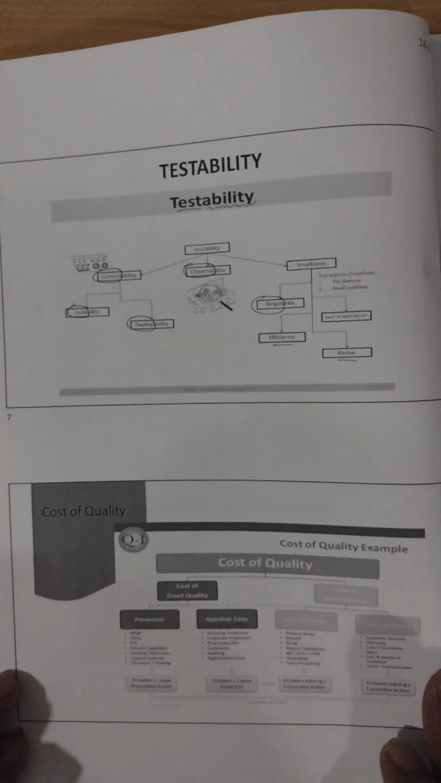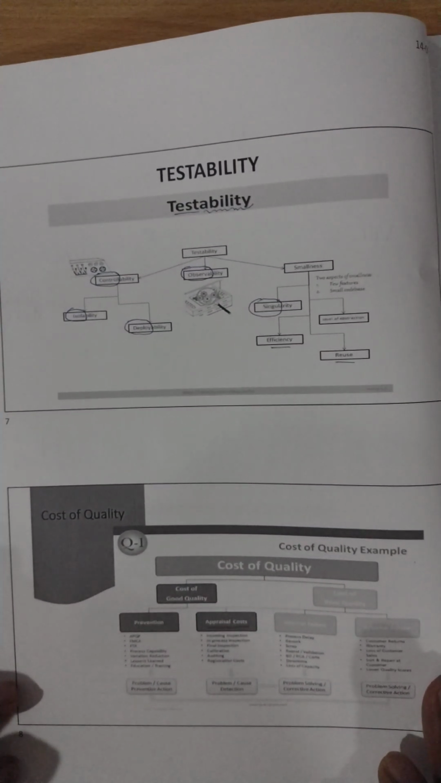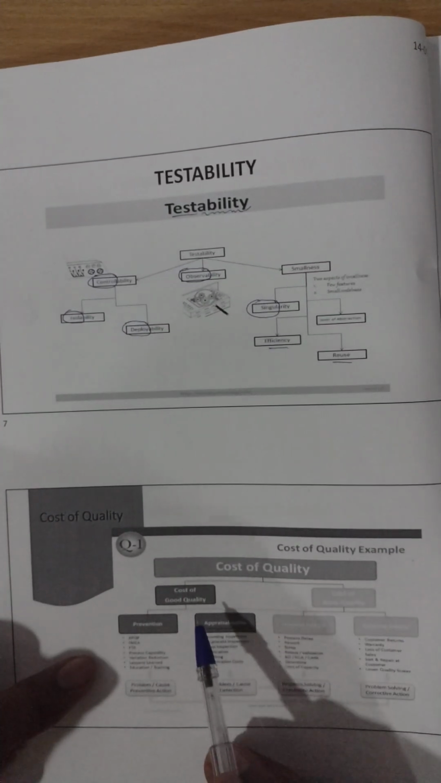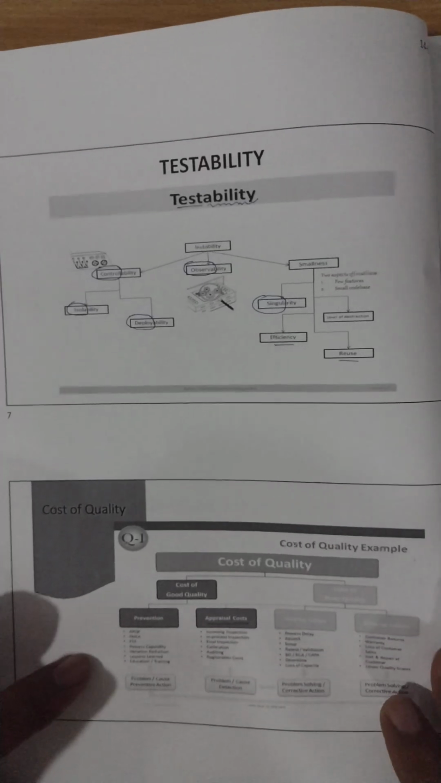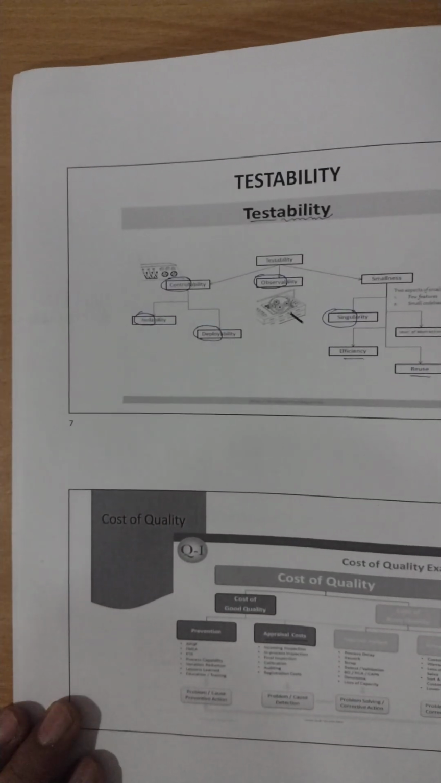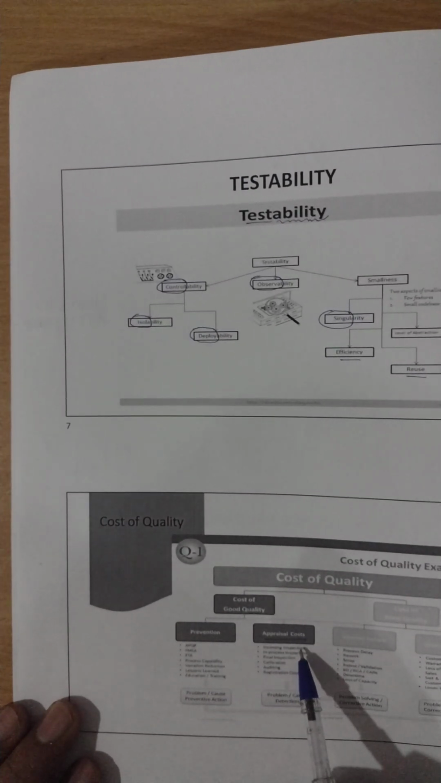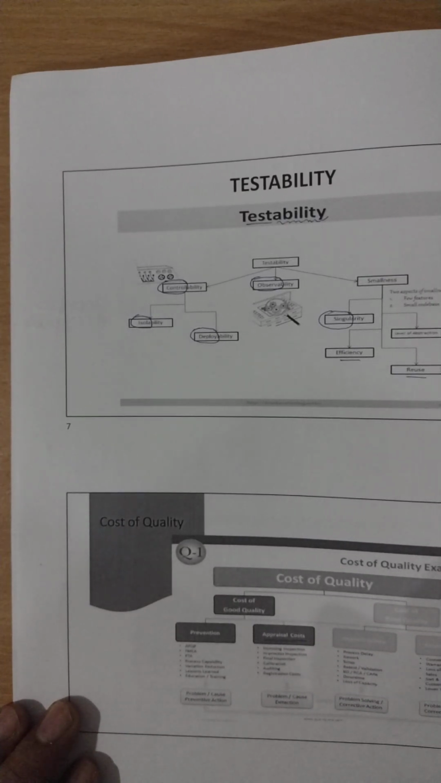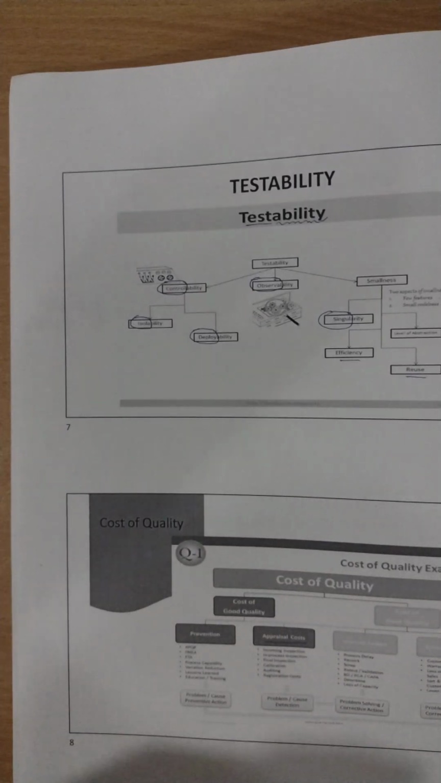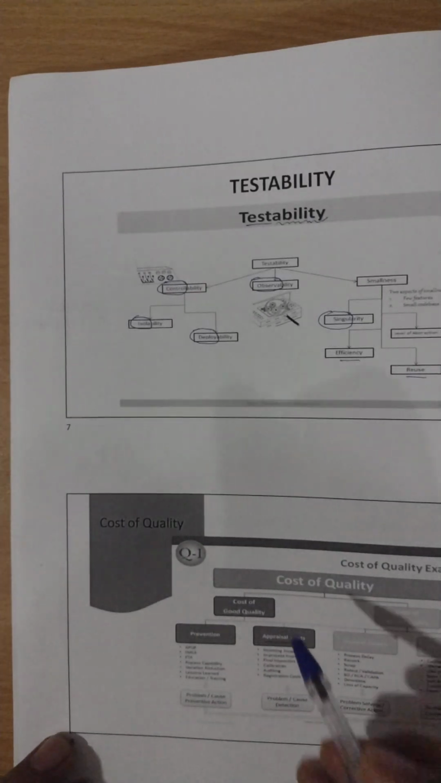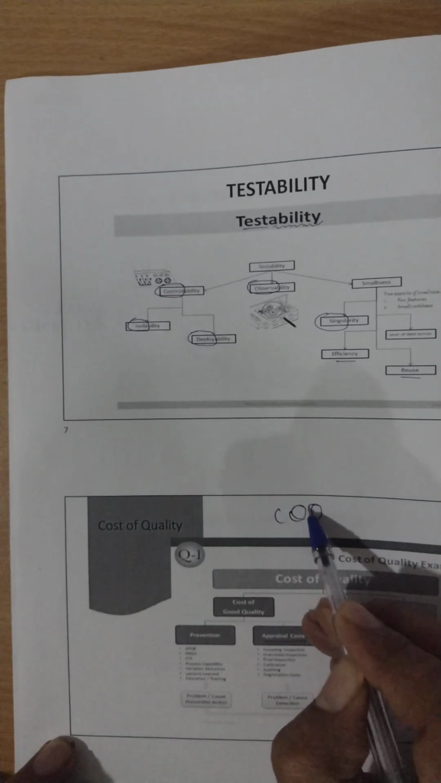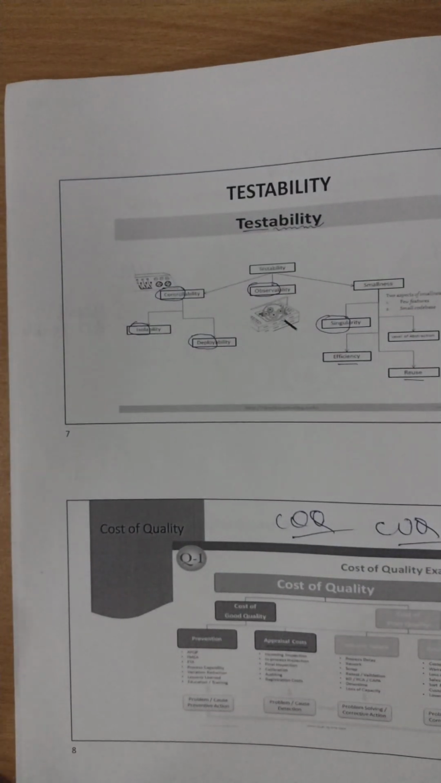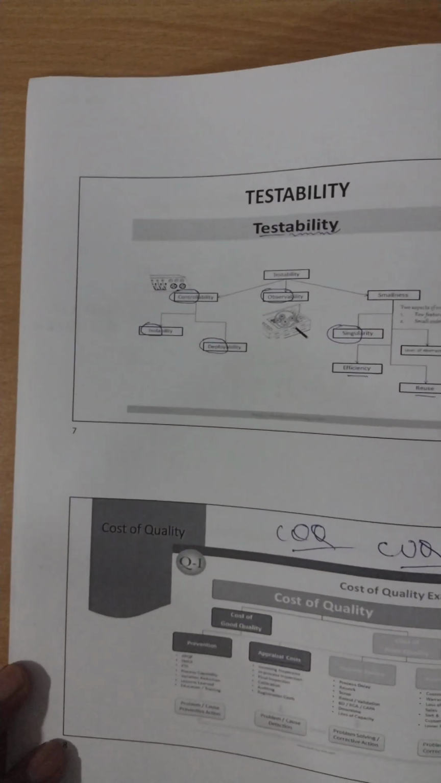Cost of quality. Cost of quality is the cost of good quality and the cost of poor quality. Cost of good quality is your prevention and appraisal cost. Cost of poor quality is internal failure and external failure. In this way, cost of quality is also called COQ.